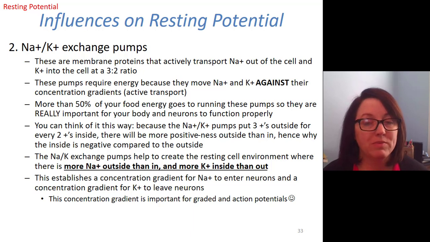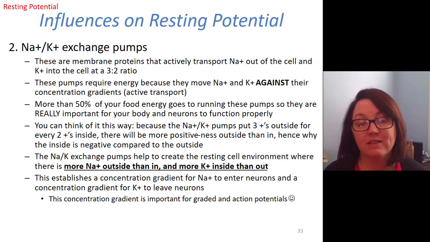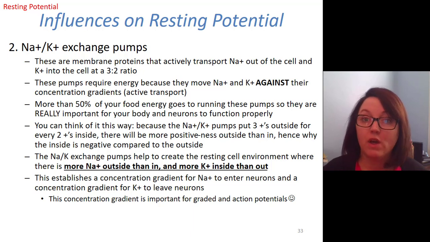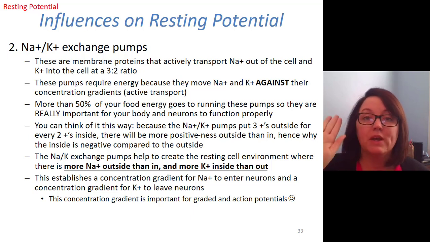And we're not moving sodium and potassium at a 1-to-1 ratio. We're moving it at a 3-to-2 ratio. We're going to pump 3 sodium ions outside of the neuron for every 2 potassium ions that we pump into the neuron. And this differential in the ratio is really important because we end up putting more positive ions outside. 3 positive sodiums go out for every 2 positive potassiums that come in. So we end up with more positiveness on the outside.